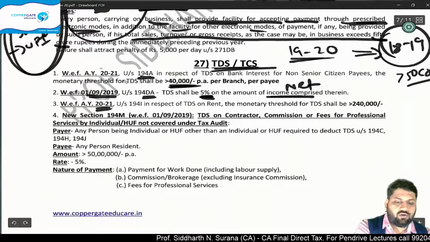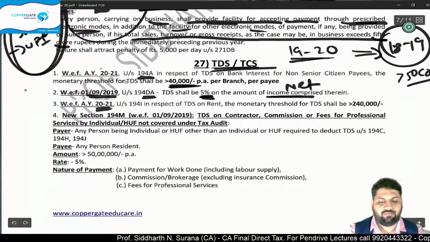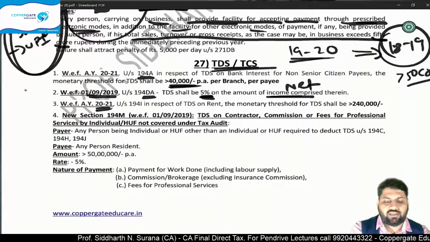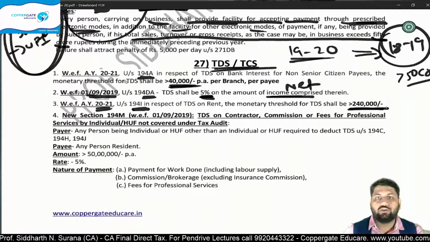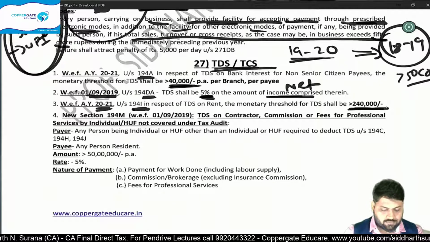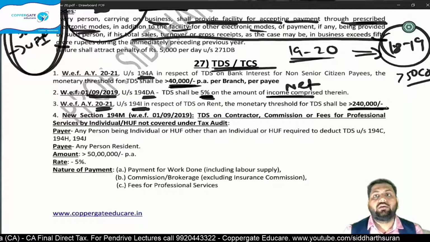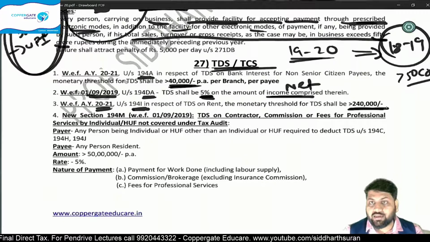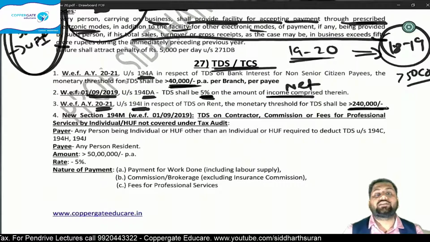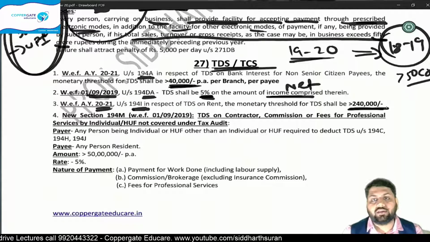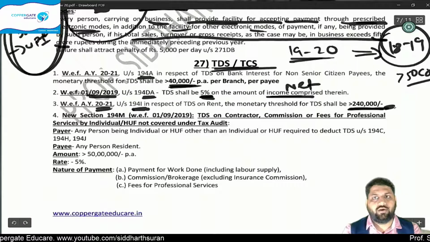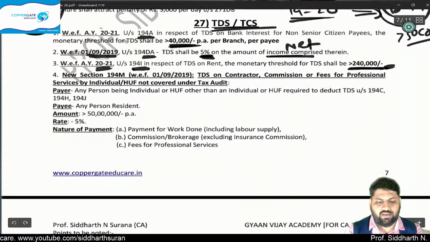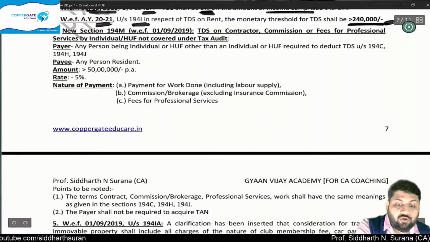Next amendment, this also, amendments number 1 and 3 came in the interim budget. Mr. Piyush Goyal introduced it. Monetary limit of section 194I rent is now also increased from 1,80,000 to 2,40,000. So monetary limit is increased in two sections. Section 194A, monetary limit is increased from 10,000 to 40,000, and section 194I, monetary limit is increased from 1,80,000 to 2,40,000. Simple, easy amendments. Existing monetary limit was 1,80,000, new monetary limit is going to be 2,40,000. Very easy amendment. Next section, introduced with effect from 1st September.